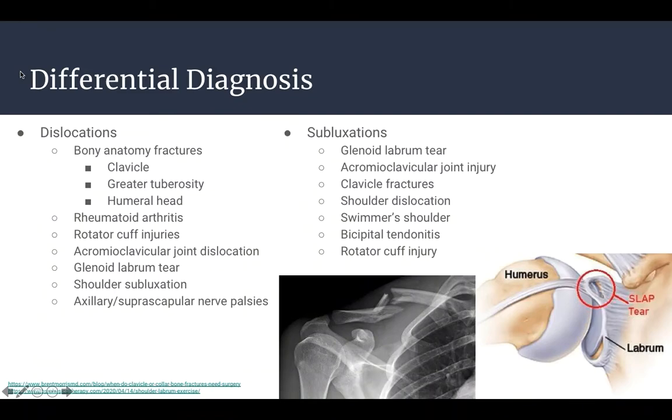Some differential diagnoses of dislocations are bony anatomy fractures, such as clavicular fractures, tuberosity fractures, and fractures of the humeral head. Other differential diagnoses include rheumatoid arthritis, rotator cuff injuries, acromioclavicular joint dislocation, glenoid labrum tear, shoulder subluxation, and axillary or suprascapular nerve palsies. Some differential diagnoses for subluxations are glenoid labrum tears, acromioclavicular joint injury, clavicle fractures, shoulder dislocation, swimmer's shoulder, bicipital tendonitis, and rotator cuff injuries.